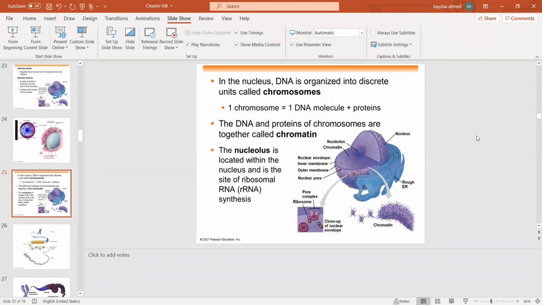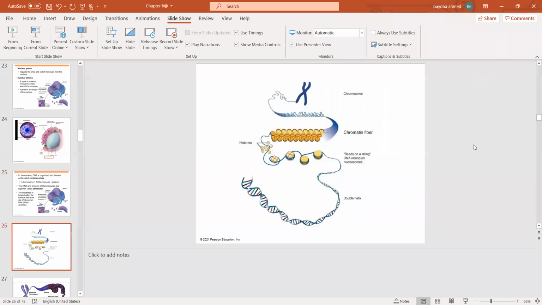Within the nucleus, the DNA is organized into discrete units called chromosomes. Each chromosome, this is the chromosome, contains a long molecule of DNA associated with many proteins, the histone proteins. The complex of this DNA molecule and the proteins together, we call chromatin, the building material for chromosomes.